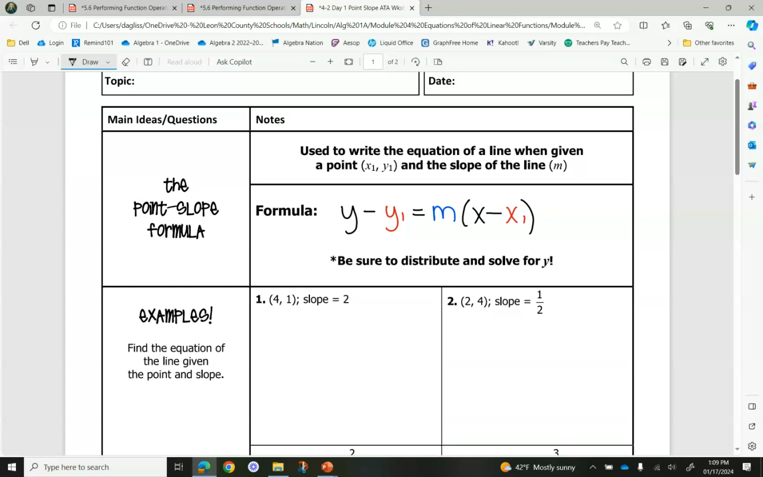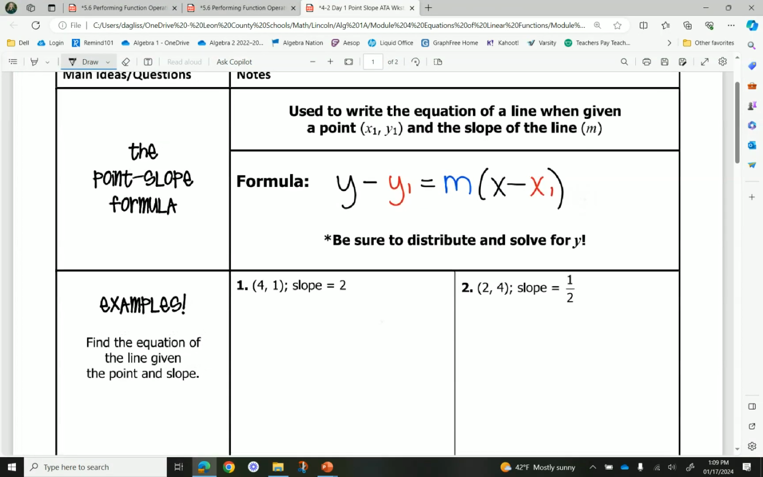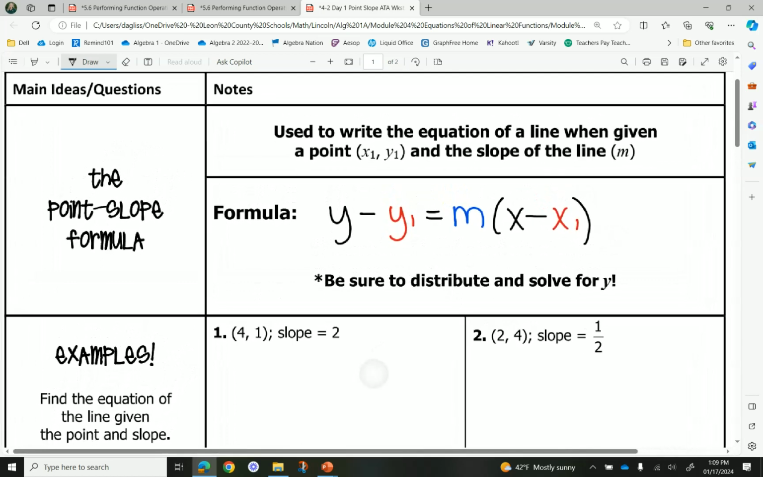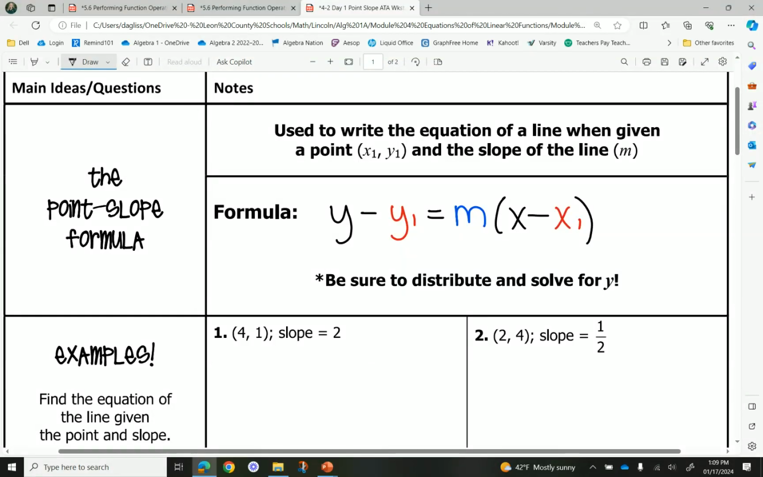Alright guys, so we are moving on to section 2 today. And today is about point slope form, okay? So the past couple of days we've done slope intercept, where I needed the slope and I needed the y-intercept to write my form, correct? My equation. Today is point slope form.